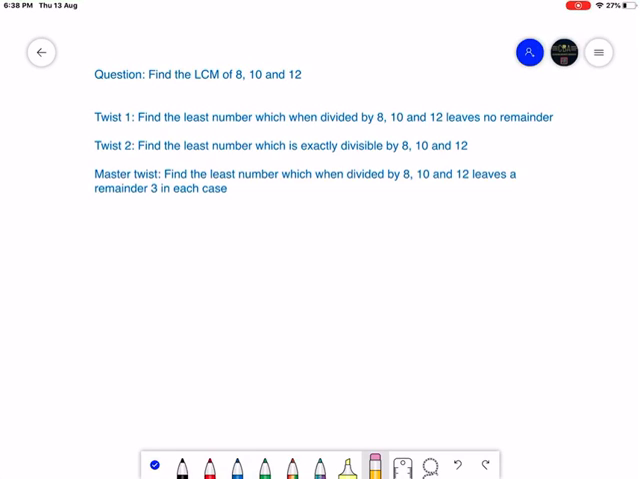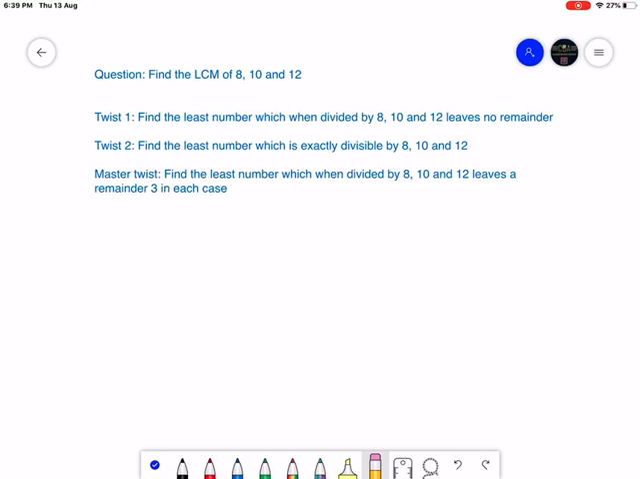Hello everyone. In this video we are going to be dealing with a specific type of word problem in LCM. Before I start with this, let me tell you one thing. Word problems involving LCM and HCF can be a little tricky. It just needs a lot more practice and then you will get a hang of it.